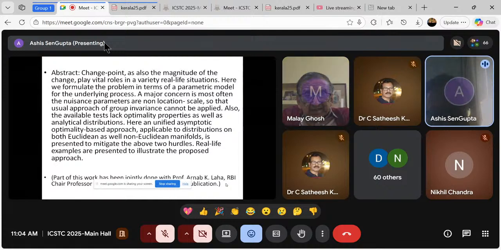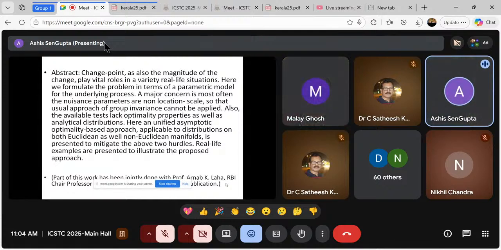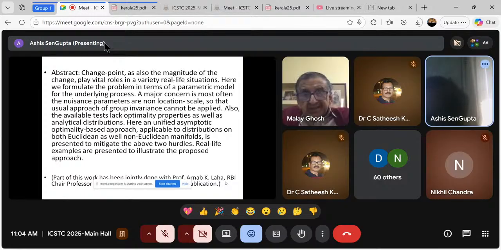So this work is done jointly with Professor Sandro Blaha, who is currently RBI Chair Professor at the Indian Statistical Institute, Kolkata. He is my former PhD student. He is also a very well-known data analyst, one of the top 20 data analysts in India. He came on a magazine cover page. He's with IIMT in Switzerland.